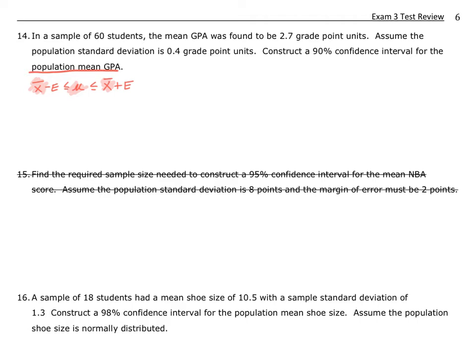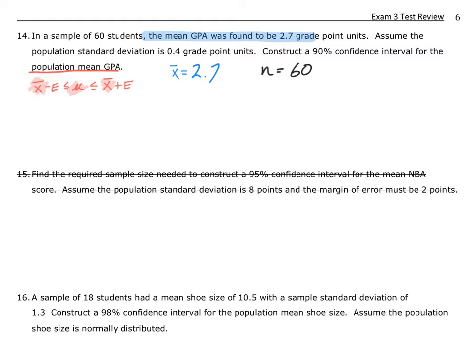Well, I see that I have a selection of some students, in this case a sample of 60 students. I have a mean GPA of 2.7. So that tells me right there I've got an x bar. It tells me that my x bar is going to be 2.7. It also tells me that I've got a sample of 60 students. So that means my n is going to be equal to 60, the number of people in my sample.